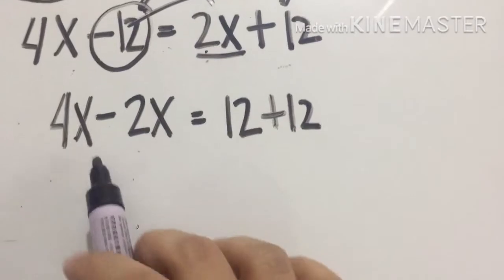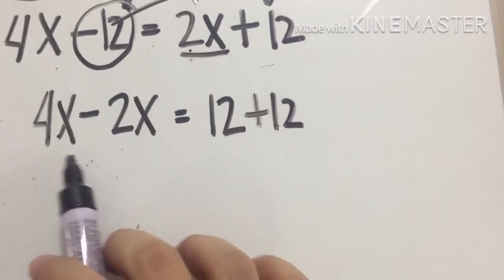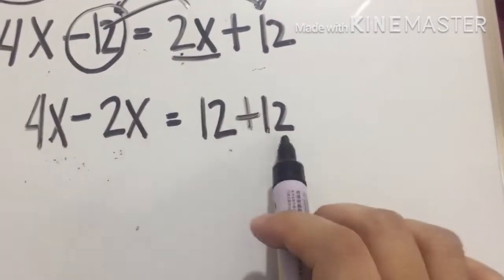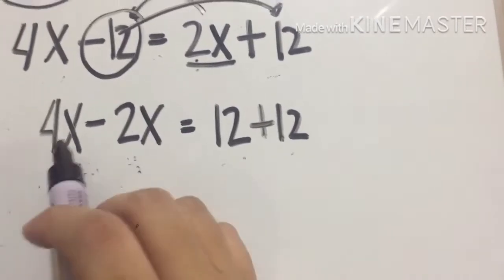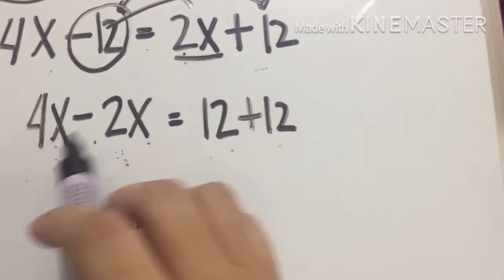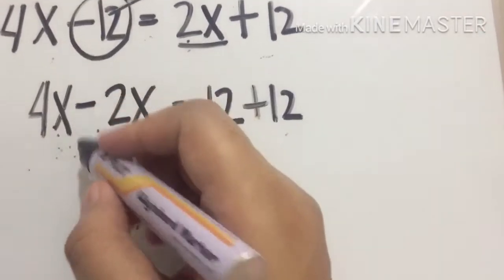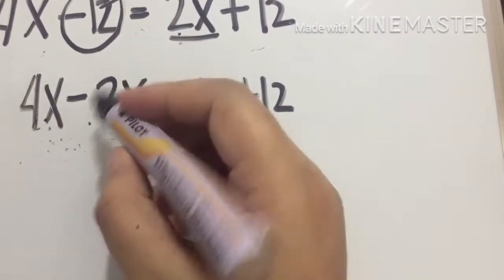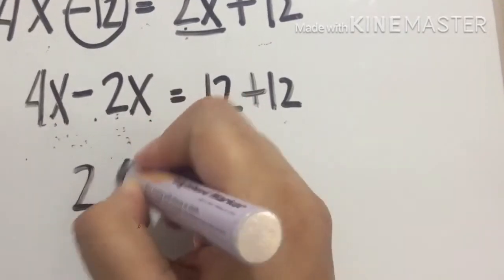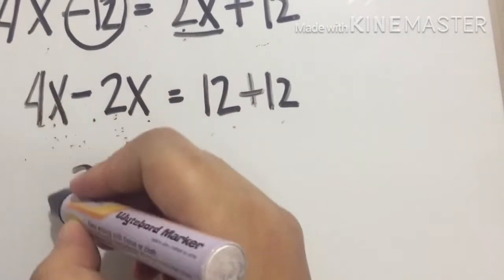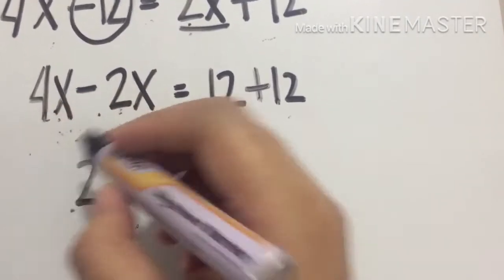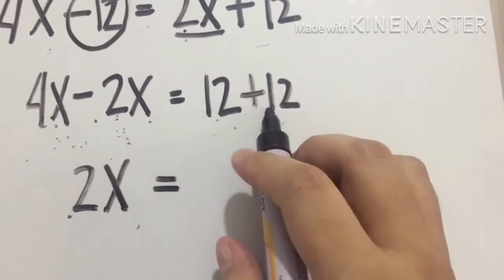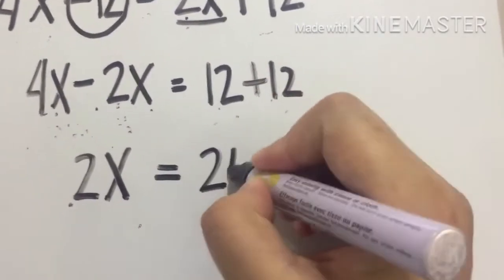Now, let's try to solve those with the same terms. Okay, same terms. So 4x minus 2x. So they have the same term. So we can subtract since they have different signs. Okay, then it becomes 2x following the sign of the one with the greater coefficient. Equals, so 12 plus 12 is 24.